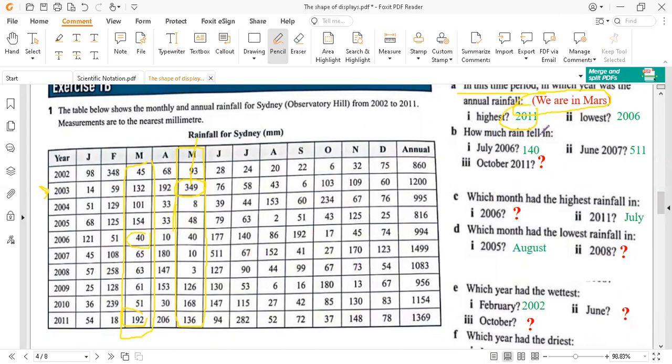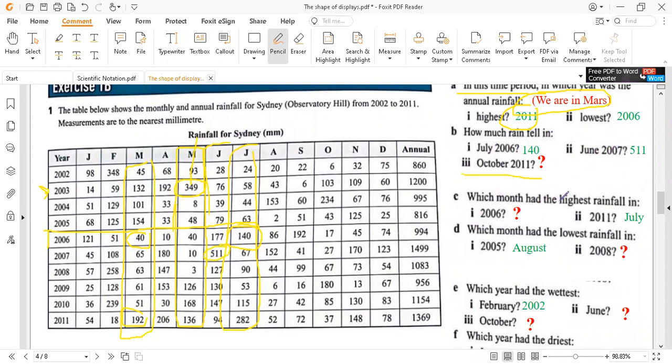How much rain fell in July 2006? We should know the months: January, February, March, April, May, June, and July. So this is July in 2006. We find where we are, and 140 millimeters of rain fell in July 2006. And in June 2007, normally it is 511, and so on.